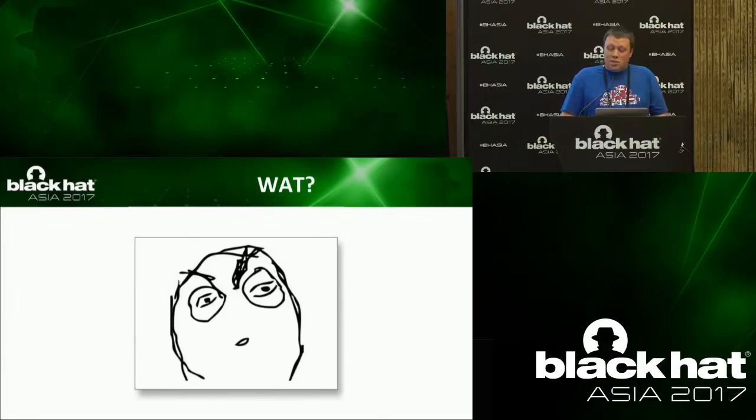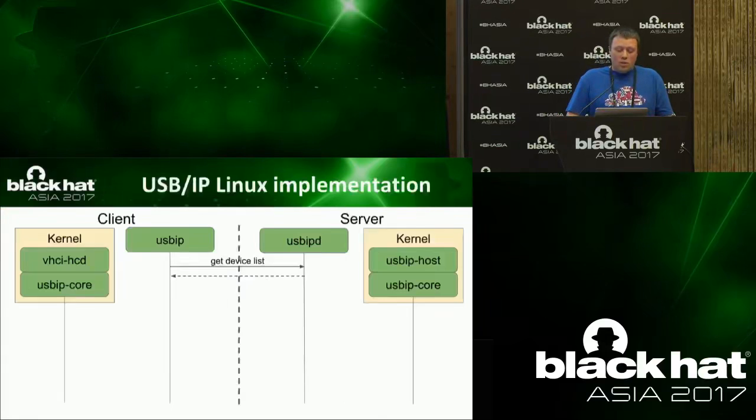Then I started digging into the source code, and it turns out that the way it works is the following. First, when you send the list command, what the client utility basically does is open a TCP connection to the server and send a request: give me the list of devices. The server just sends a reply, the client displays the reply and closes the TCP connection, and that's it.